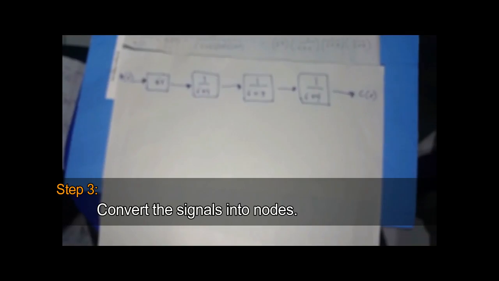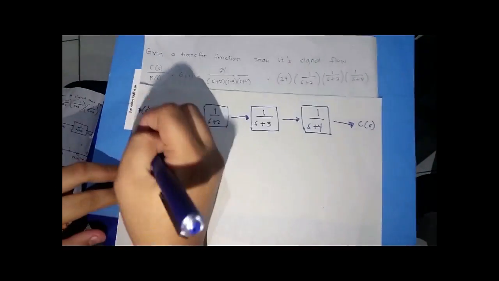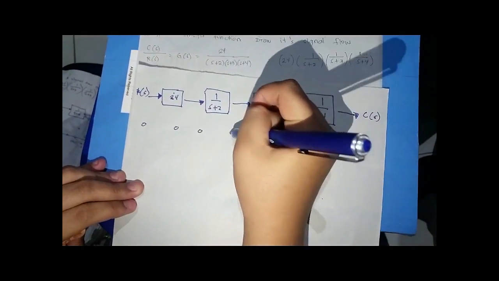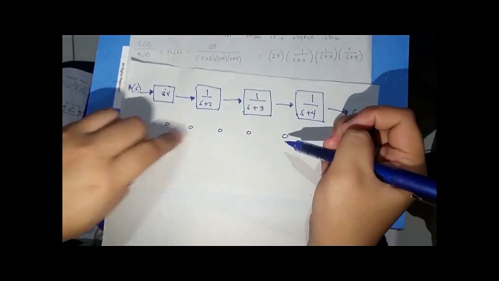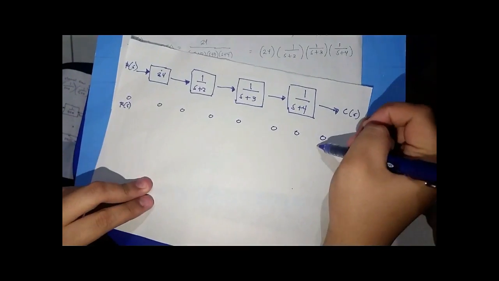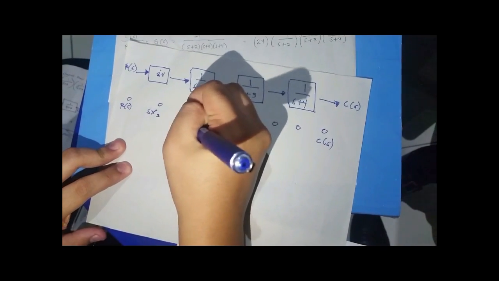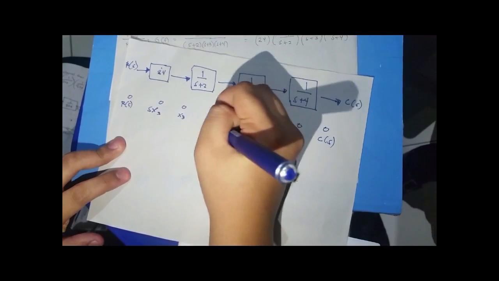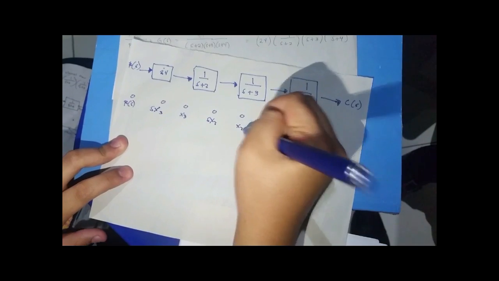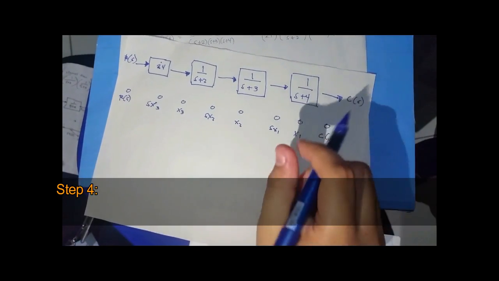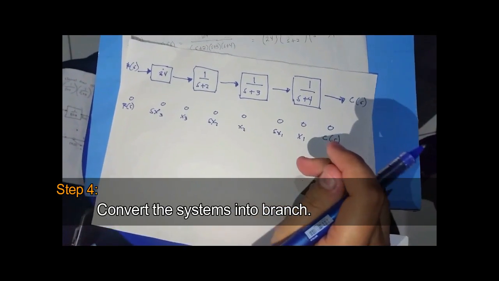The first step is to convert the signal to nodes. This will be the sx3, x3, sx2, x2, sx1, and x1. So next is to convert the system into branch.